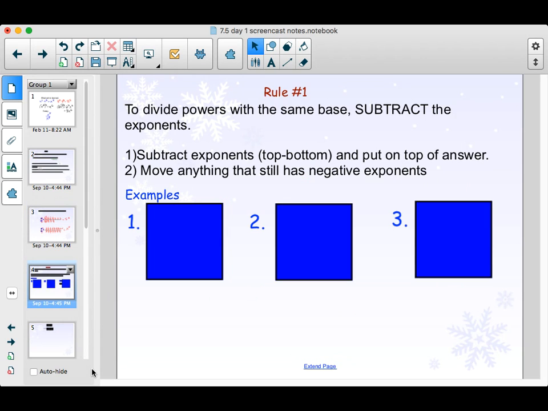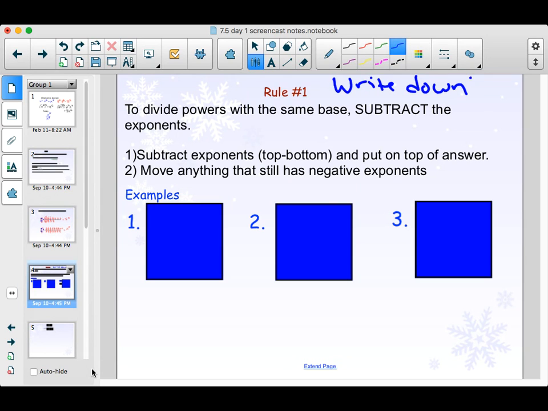This is an important slide. You should write this down. Okay, this is the most important slide up here, I think. To divide powers with the same base, you subtract the exponents. That's probably your summary tonight. You should subtract exponents. Make sure you subtract the top minus the bottom. Always remember to do that. And put the result on the top of the answer. In the end, if something still has a negative exponent, then you move it down to the bottom. So let's see how this plays out. You can pause it if you need to write those down.